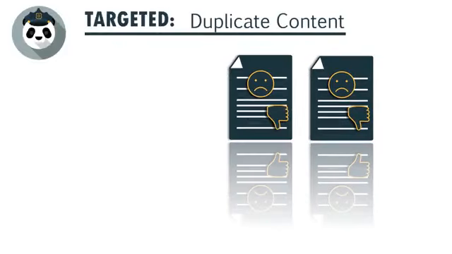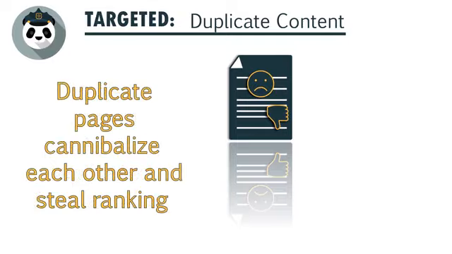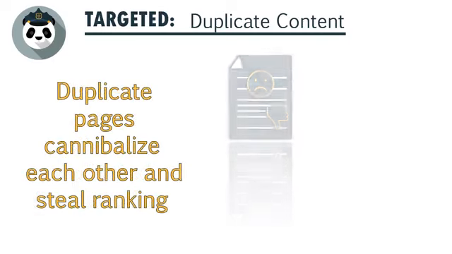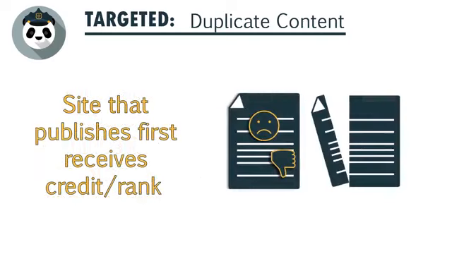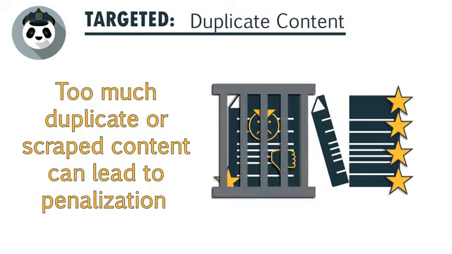Another thing Panda will look for is duplicate content. This could mean pages you have duplicated within your own site, or pages you have scraped content from and placed on your site. Since these duplicate pages offer no additional value, they don't rank well. Duplicate pages on your own site will end up cannibalizing one another, and then neither will get the rankings they deserve. Generally, when it comes to content duplicated or scraped from another website, the website that first published that information will receive credit and will rank for that content. The site copying the content will not rank well, and in some cases, if you have massive amounts of scraped content, your site will be penalized.